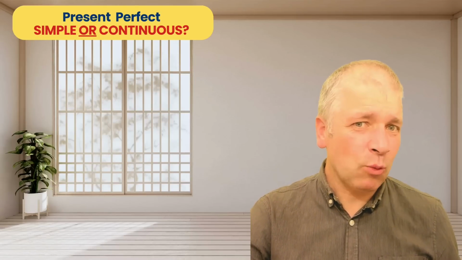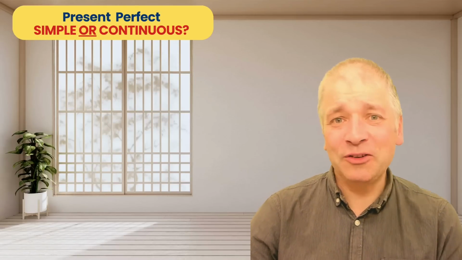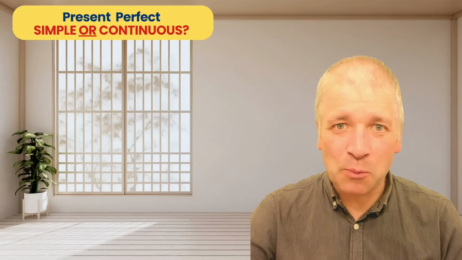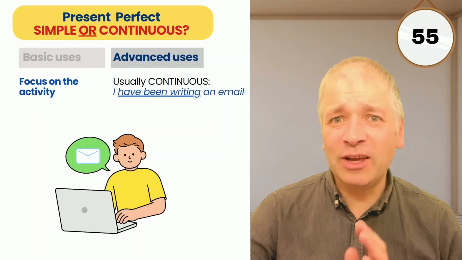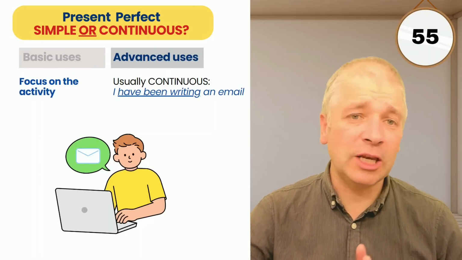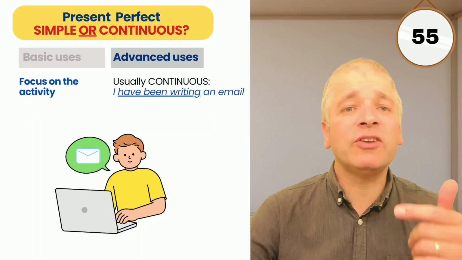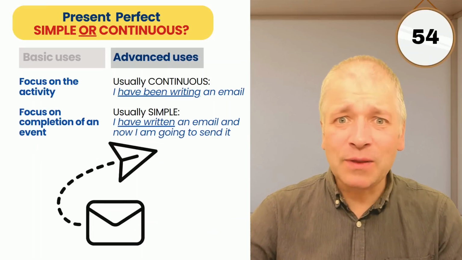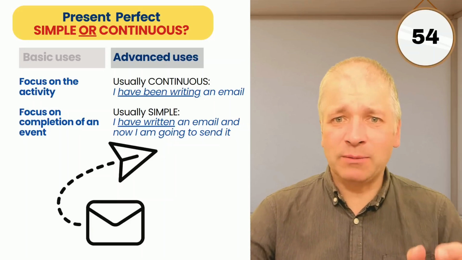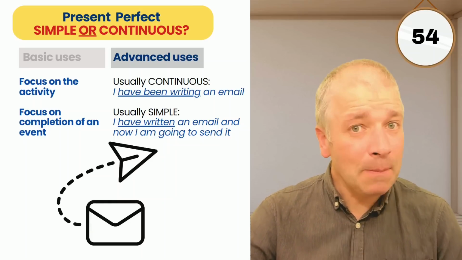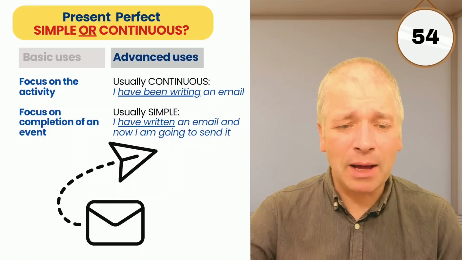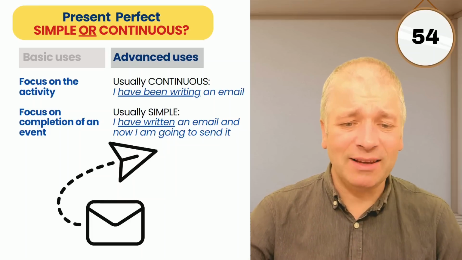Now let's look at whether you use the simple form or the continuous form. And this is where it gets more advanced. Firstly, when we focus on an activity, we usually use the continuous form. I have been writing an email. Let's look at the next one before we compare them together. If we focus on completion of an event, we use the simple form. I have written an email and now I am going to send it.